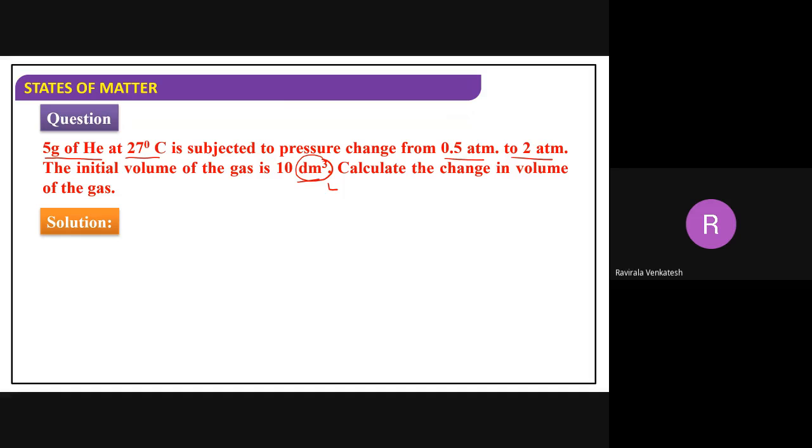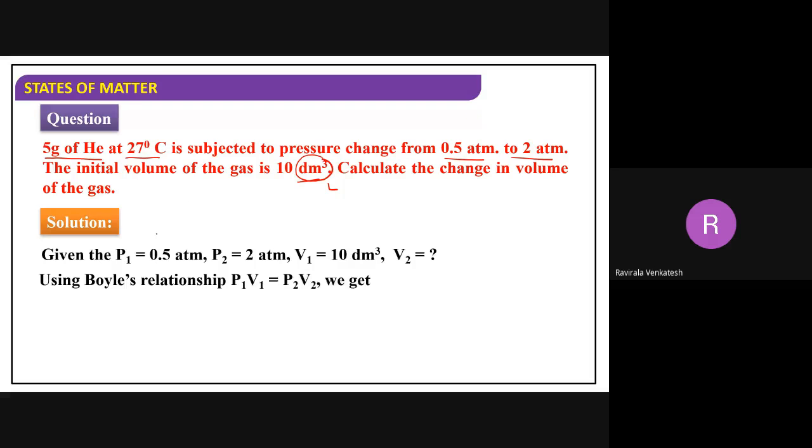How to do this one? You take all the data first of all. Given P1 is equal to how much? 0.5. P2 is equal to 2. V1 is given, 10 decimeter cube. They are asking V2 here. The temperature is constant or not, beta? Read the problem and say whether temperature is constant or not.